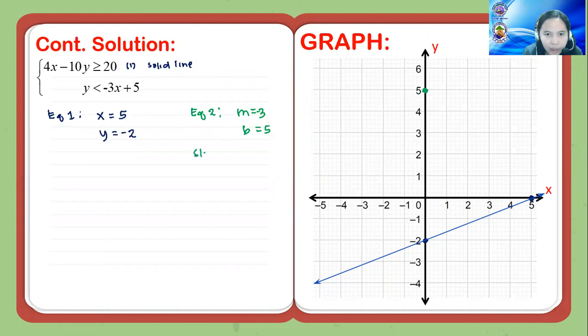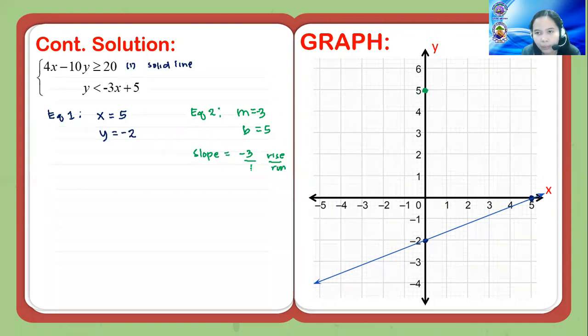So let's look at this. Slope is equal to negative 3. And obviously, the denominator of negative 3 is 1. We will use the rise over run. Okay? So since the slope is negative, we are going downward.